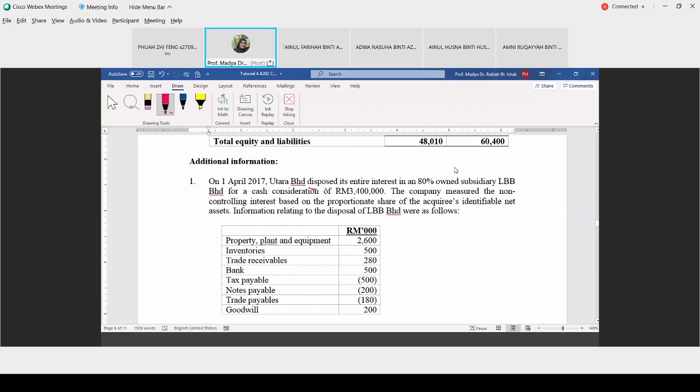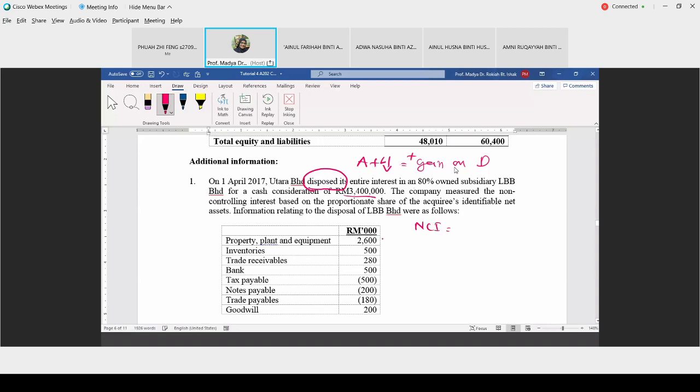Question number 3: disposal of the entire 80% owned subsidiary, LLB Berhad, with cash consideration of 3.4. When you dispose here, assets and liabilities are going to be reduced, and then you're going to have a gain on disposal. The company measures the non-controlling interest based on the proportionate share of the acquiree's net identifiable assets. So NCI here will be based on net assets.